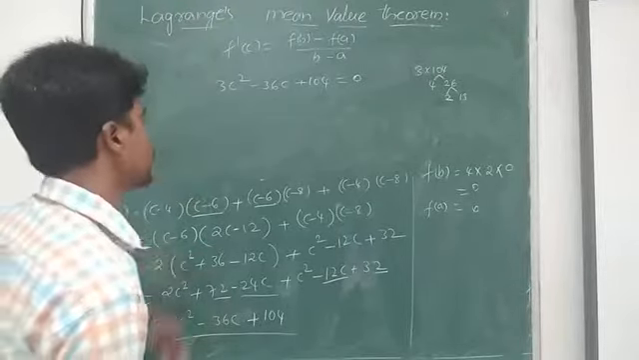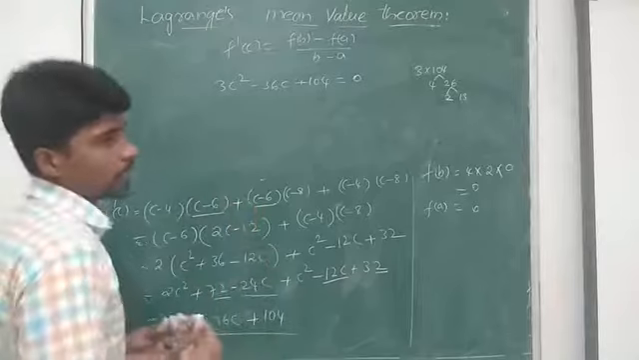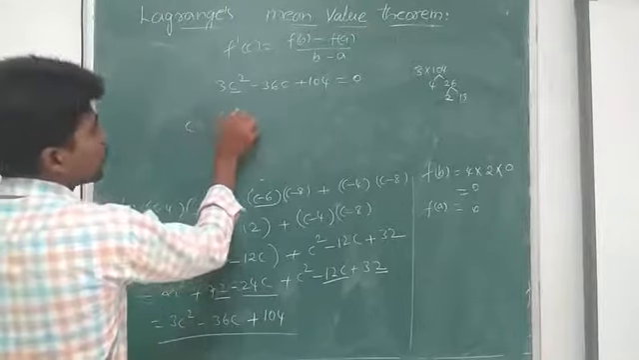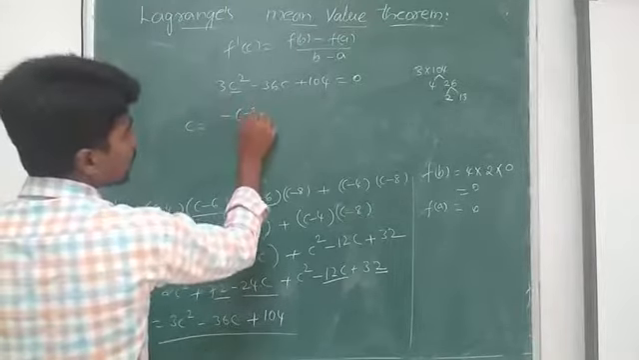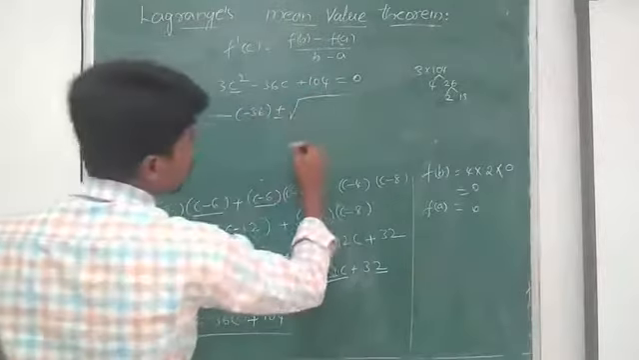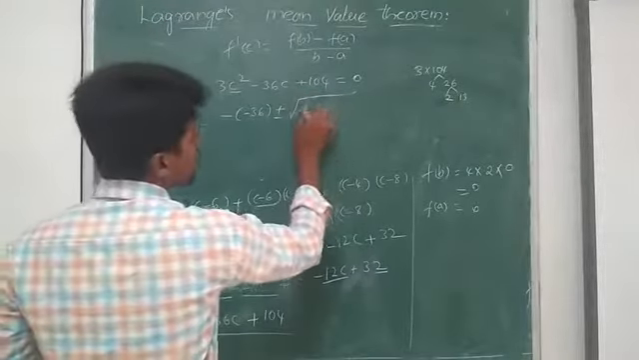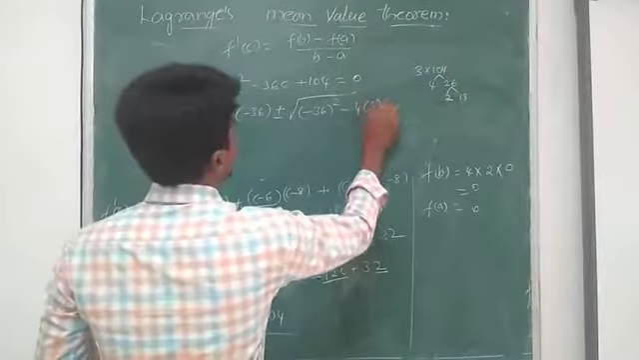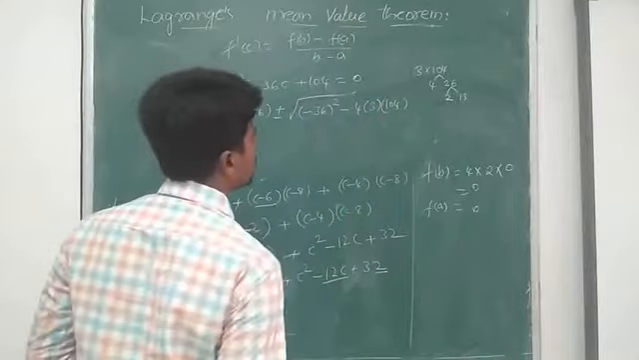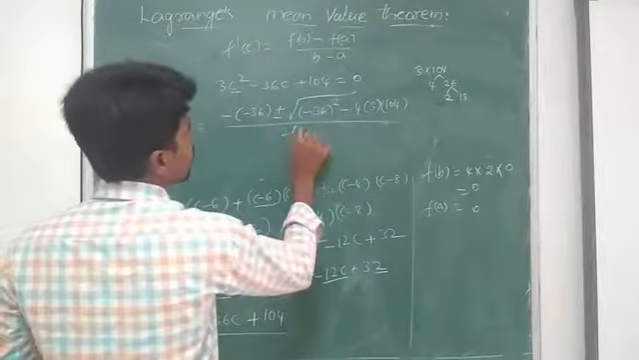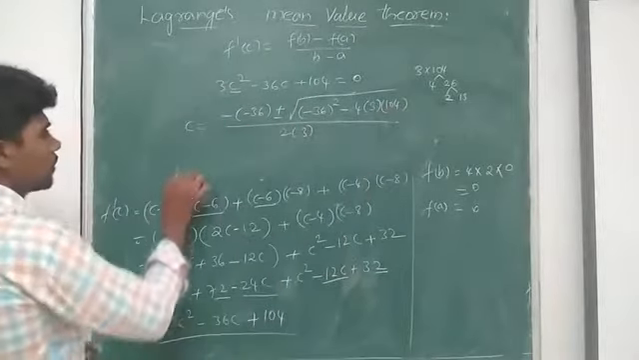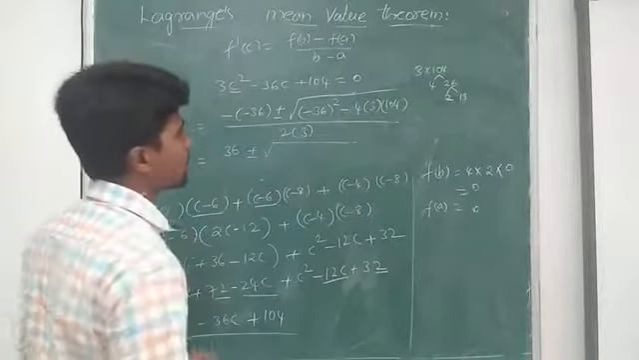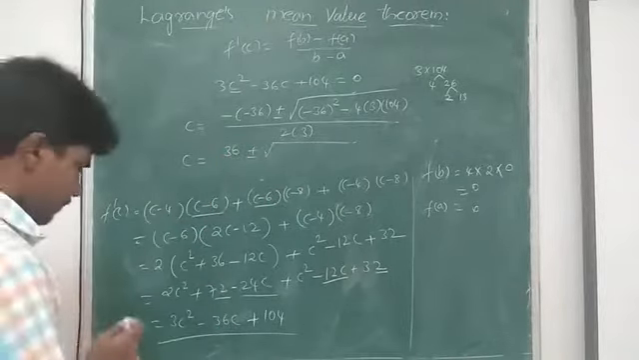So what's the quadratic formula? x is equal to minus b plus or minus root of b square minus 4ac by 2a. So c is equal to minus b value, minus of minus 36, plus or minus under root b square, 36 whole square, minus 4 into a into c, by 2a. Now c is equal to minus of minus, plus 36 plus or minus under root 36 whole square. Find out 36 whole square.